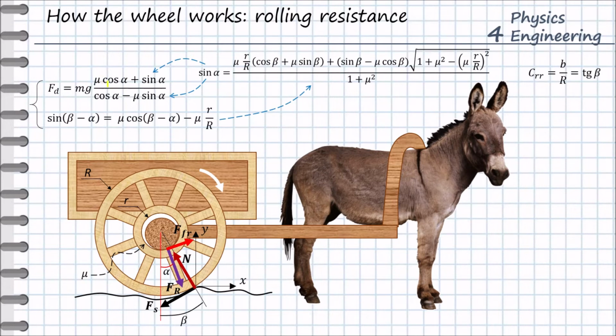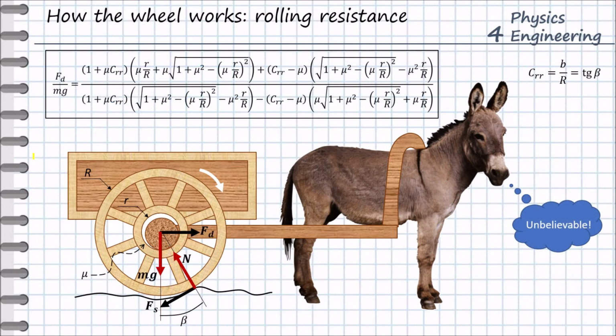We still need the cosine of alpha, therefore we can derive it from the second equation, and also put it into the first equation. And then as a result we come to the final equation of the complete rolling resistance of the wheel. This is the ratio between the driving force and the gravity. It will be a function of all these parameters, which are the geometry of the wheel, the friction coefficient between the shaft and the wheel, and the rolling resistance between the wheel and the rod.